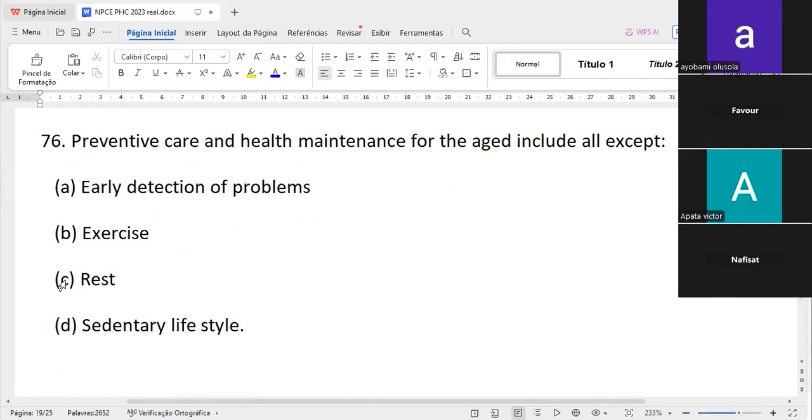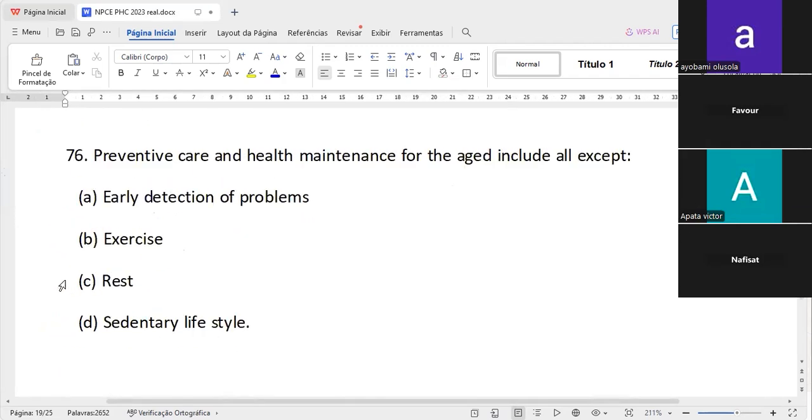76. Preventive care and health maintenance for the aged include avoiding a sedentary lifestyle. The network is bad, but I guess you were trying to say sedentary lifestyle.